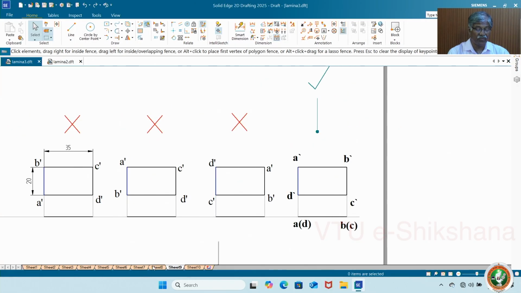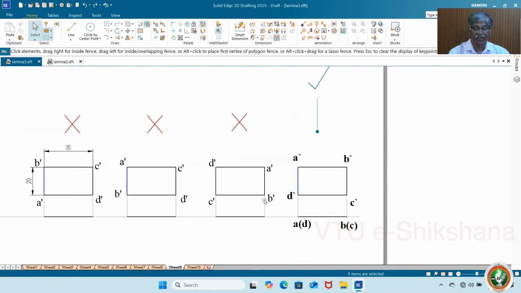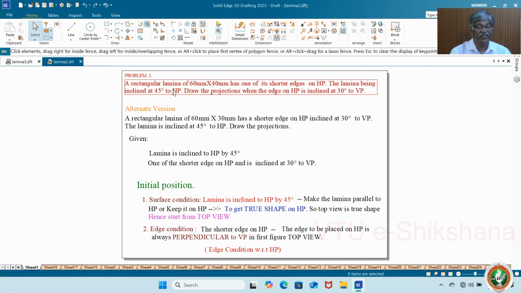That is about the front view reference. Here the top view reference. Here the lamina is parallel to VP or on VP. Definitely you look from top to get the top view. So visible points are A and B. So mark it first, start from left extreme nearest corner, then keep the invisible point BC. So this is what the reference is.